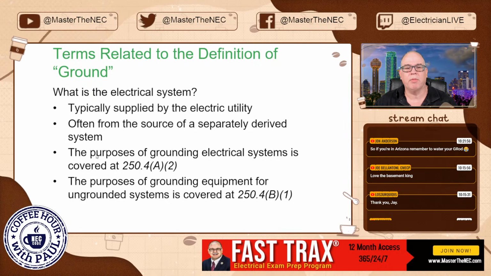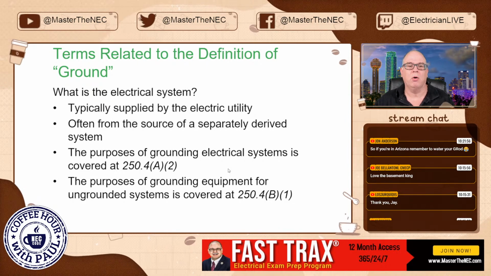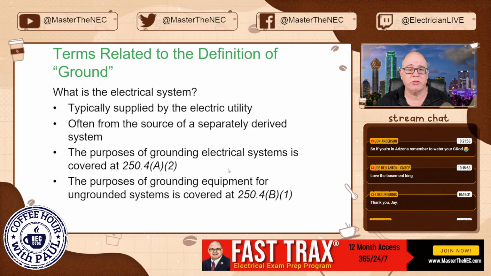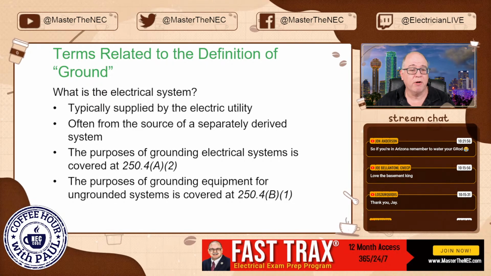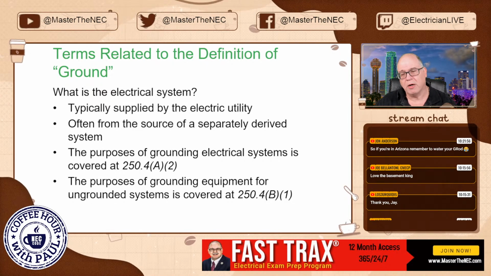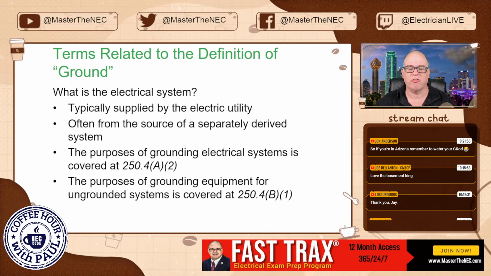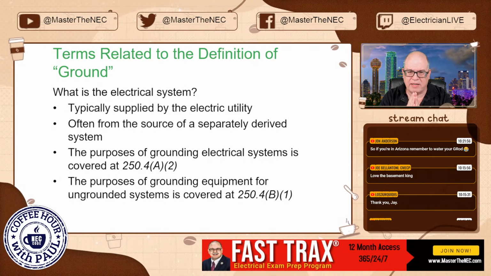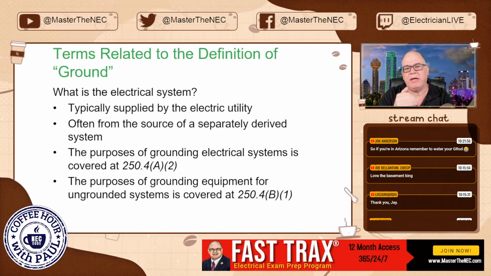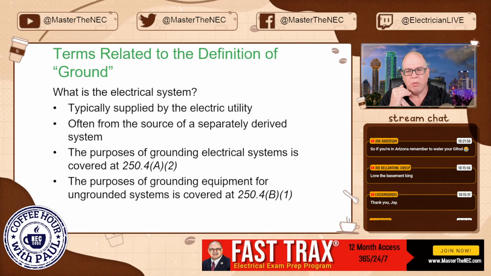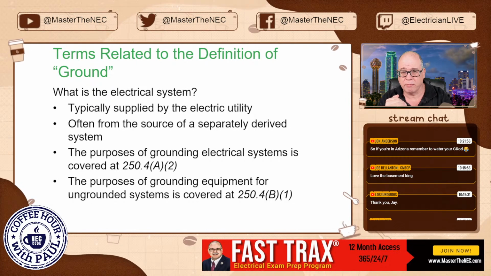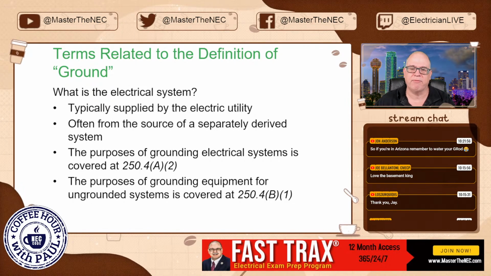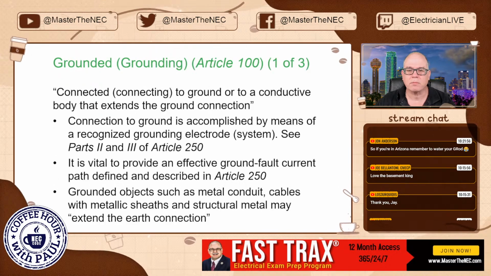Don't worry. The purpose of grounding electrical systems is covered in 250.4(A)(2), and the purpose of grounding equipment for ungrounded systems is covered in 250.4(B)(1). So we're going to look at different pieces of that, but basically we have a list of why we do grounding when it comes to grounded systems, okay? And that is 250.4(A), and we go down the list.